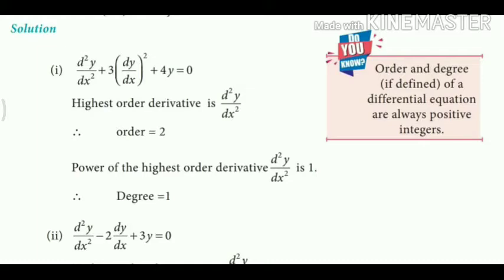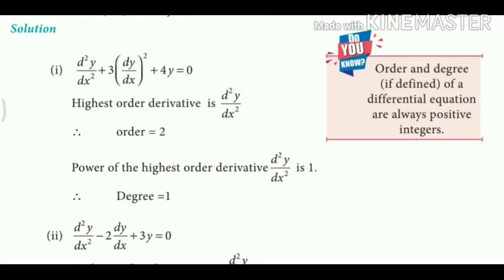Afterwards we are going to see about the power of the highest order. So for this highest order you have to find the power. Okay. Don't see the power of all the derivatives. Only see the power of the highest order derivative. Here the highest order is d square y by dx square. For this the power is 1 because nothing is given. So the power of this is 1. Therefore degree equal to 1. This is the way we are finding the order and degree of the differential equation.